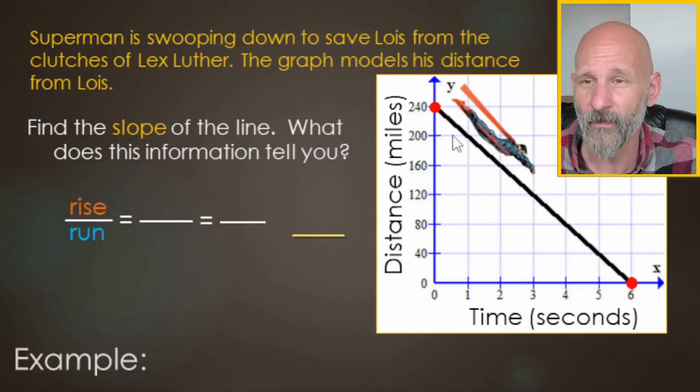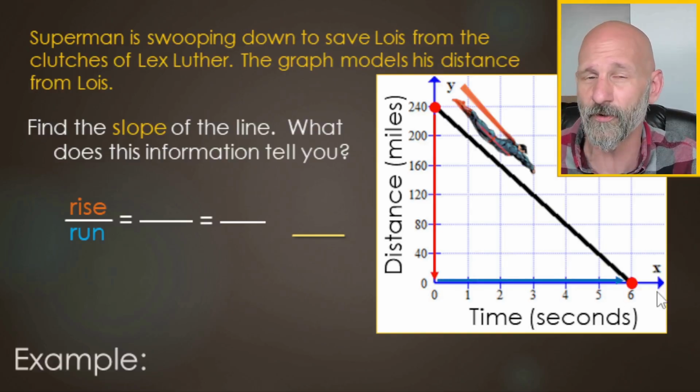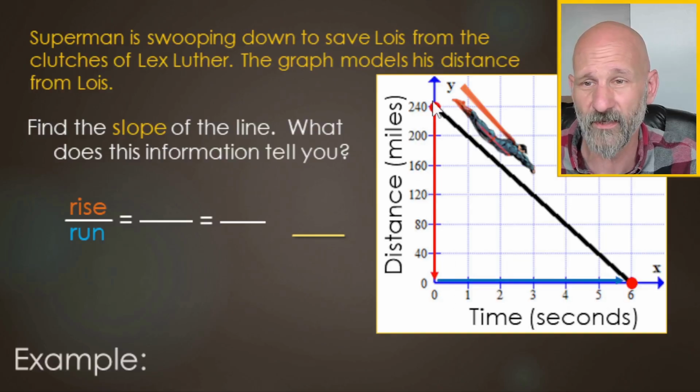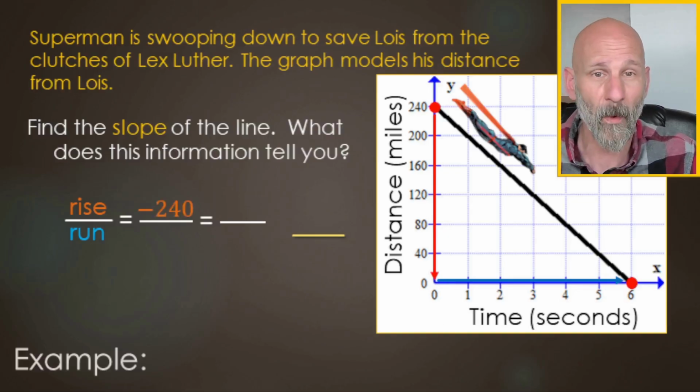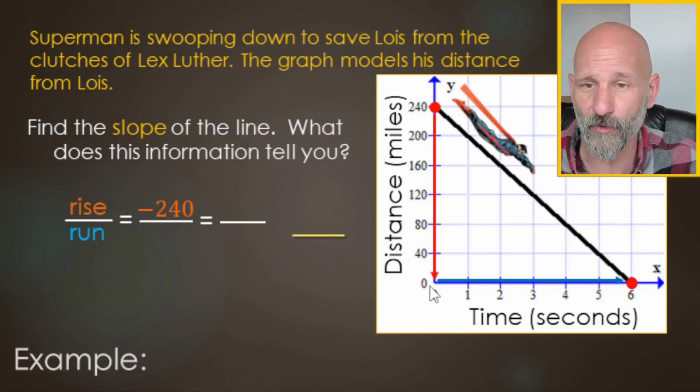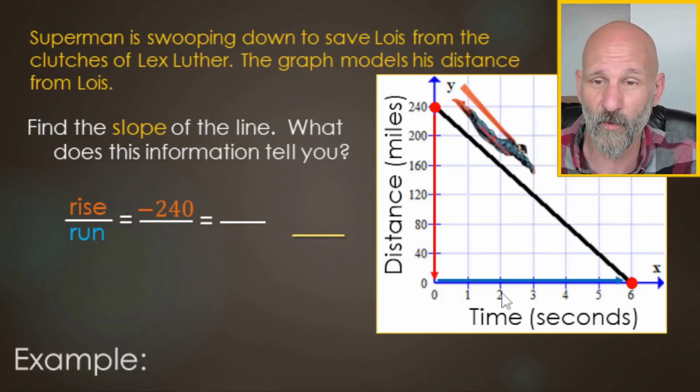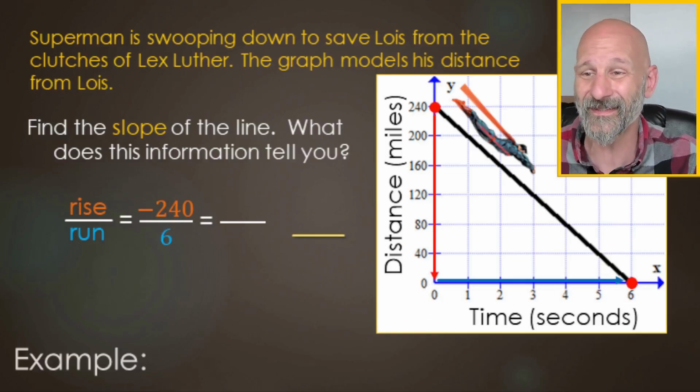So if you notice here, from up here, we're going to count down how many and then over to the right how many. So down how many, this is pretty easy to count. It's 240. We went from 240 down to 0, so it went down 240 miles. And then as far as to the right, it's pretty easy to count as well. It's going to go over 6 seconds.